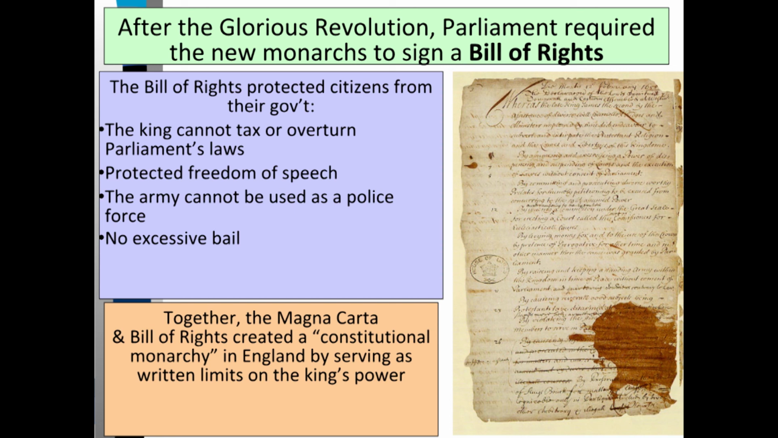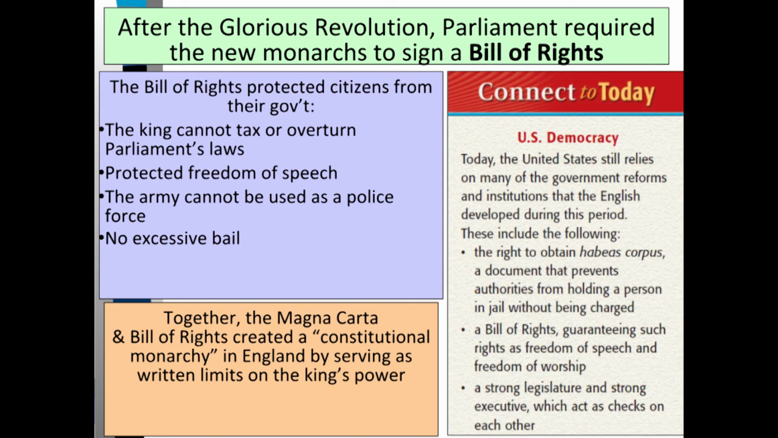So together, the Magna Carta and the Bill of Rights are going to create this constitutional monarchy in England. It's going to limit basically the terms on the king's power. And that's all I've got for the Glorious Revolution. I know that was a lot of information, just trying to figure out that timeline. Again, we're going to go over it a lot more in class because I know it was a lot.